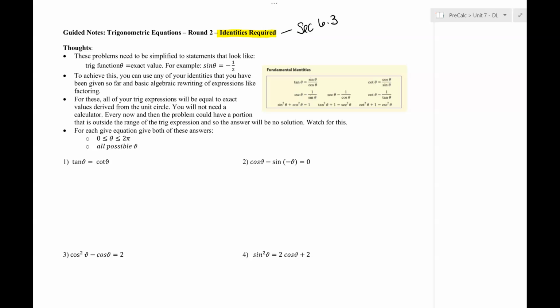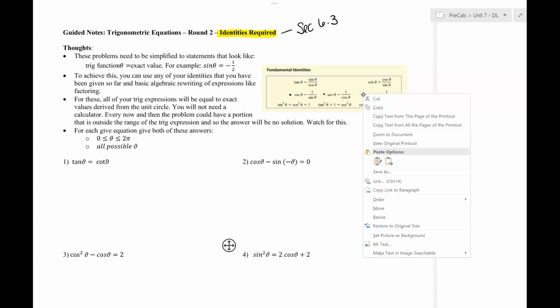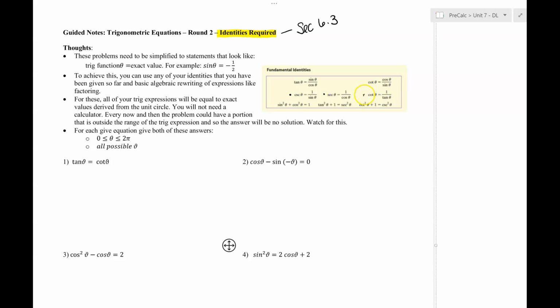But there's some that we already know. We know the reciprocals: cosecant, secant, and cotangent. Those are considered fundamental identities. We also know that tangent is sine of theta over cosine of theta, and cotangent is cosine over sine. All of these we know. In fact, you've known them since geometry, I would dare say.